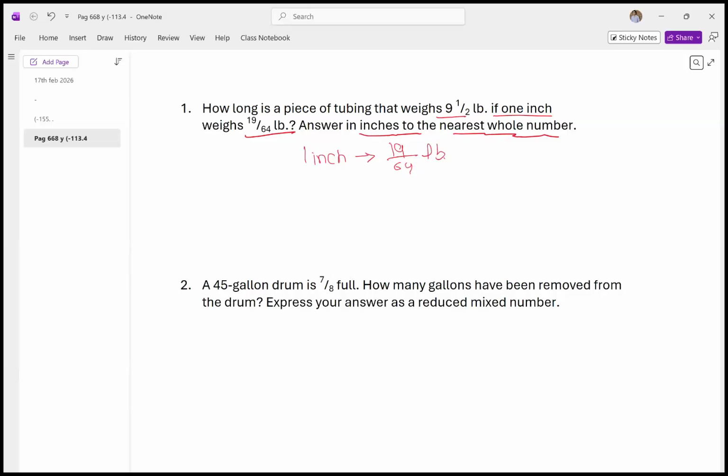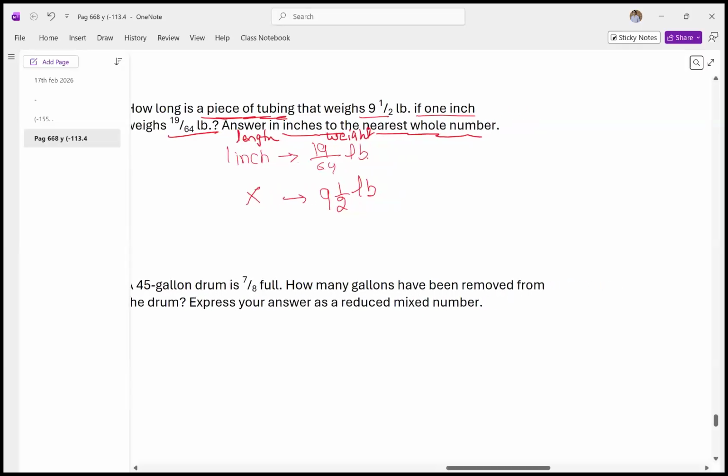Now, what else is given to me? It's asking how long a piece of tubing. So long means length. This is length, 1 inch, and this is weight. Now, for the weight, if the weight is given to me, I'll write weight below the weight, 91.5 pounds, and then this is the X value. Now, I'm trying to find the X. So how am I going to write it into the ratio and proportion format?